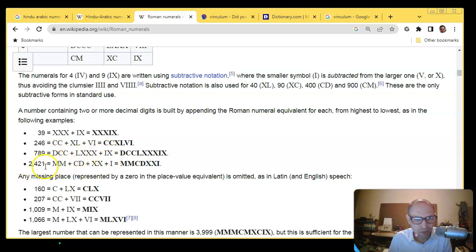2421: 2000 would be MM, meaning 1000 plus 1000. 400 would be 100 less than 500, meaning 500 minus 100. And then 20 would be two tens, and a 1 would be just a 1. So the number becomes MMCDXXI.